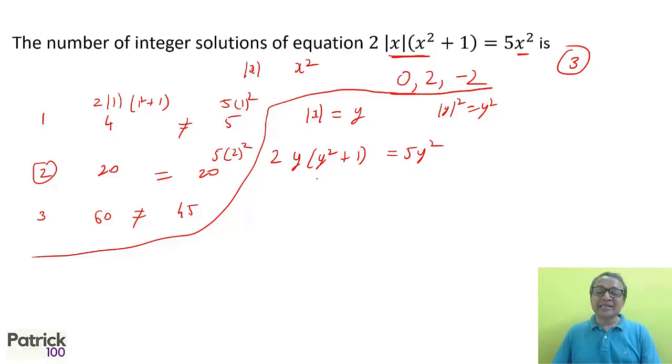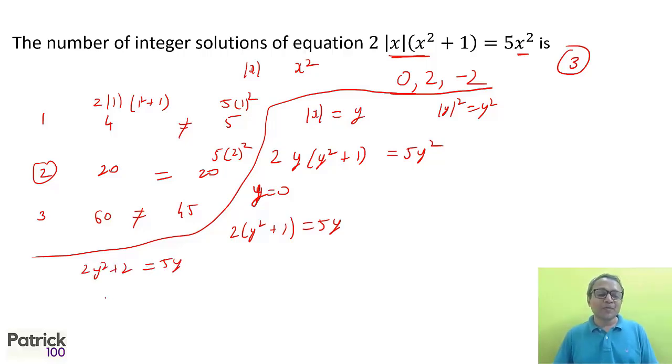Now here I can cancel y on both sides. When I'm cancelling y on both sides, y can be 0. Y 0 satisfies. Else I can cancel y. If I cancel y, it becomes 2 into y squared plus 1 is equal to 5y. Expand: 2y squared plus 2 is equal to 5y, or 2y squared minus 5y plus 2 equals 0. If you expand it, you will get 2y squared minus 5y plus 2 as the equation.